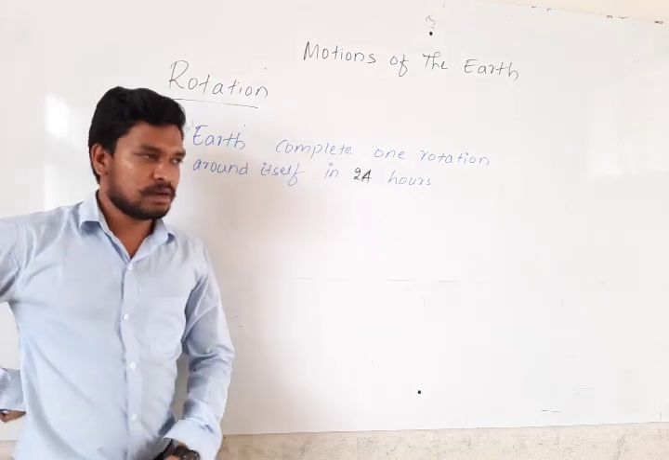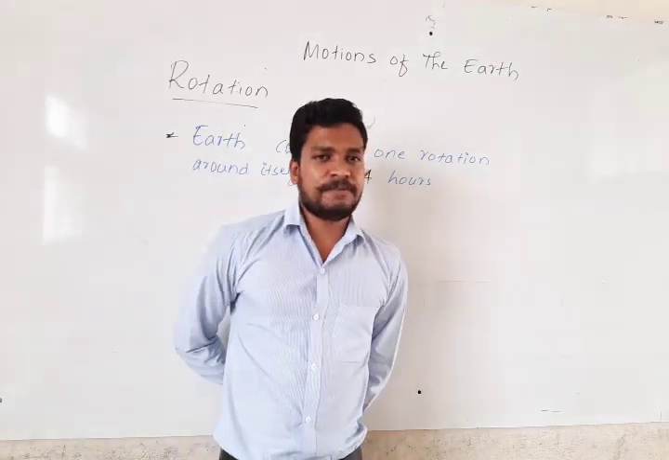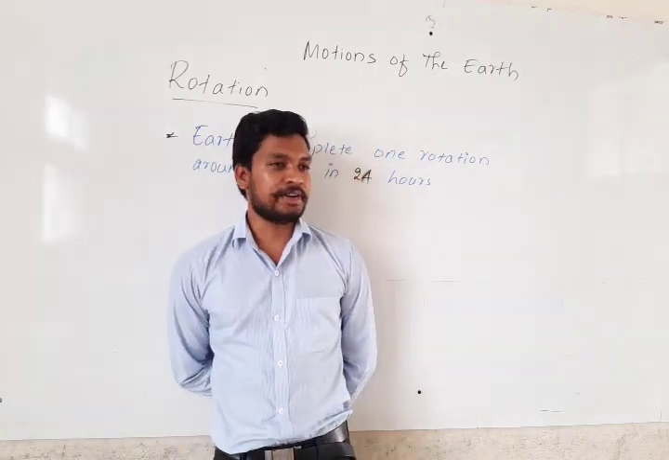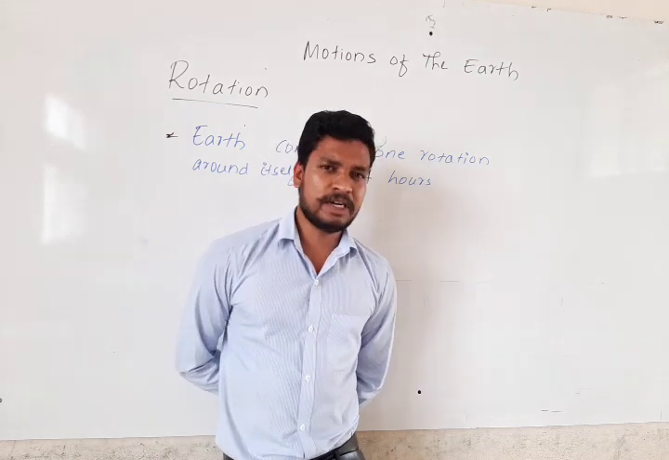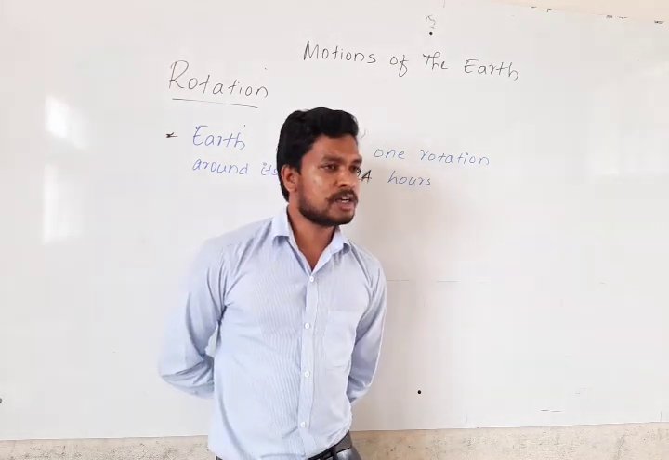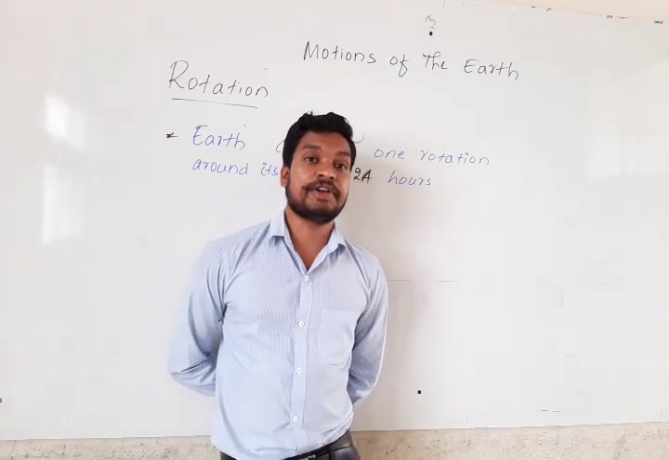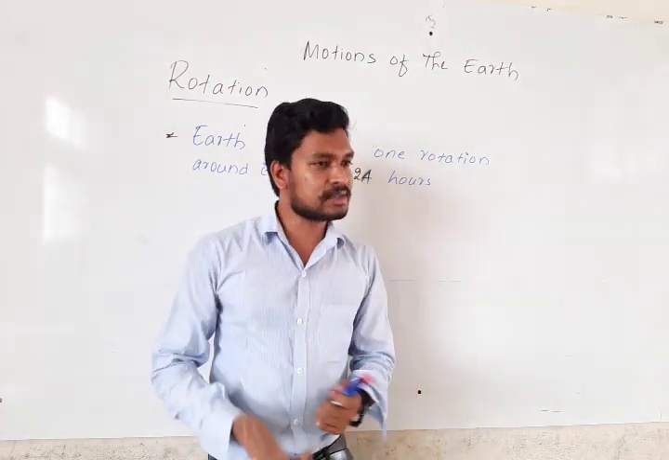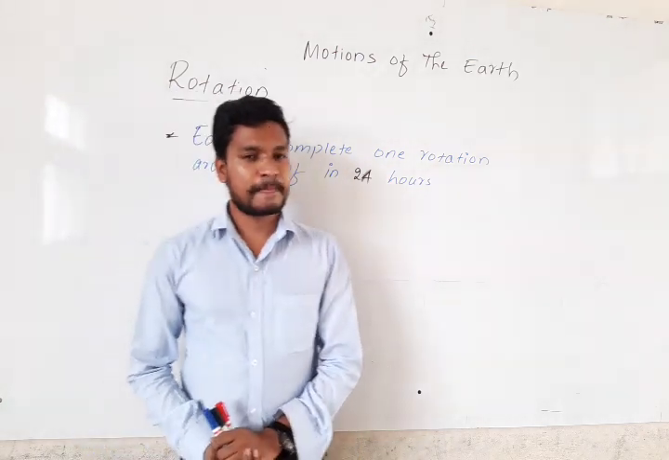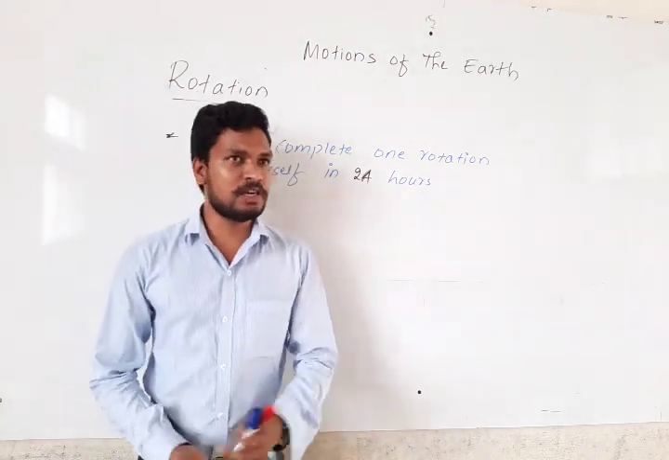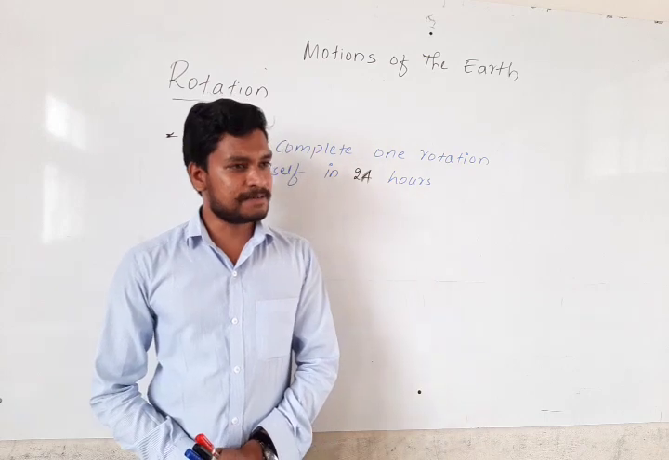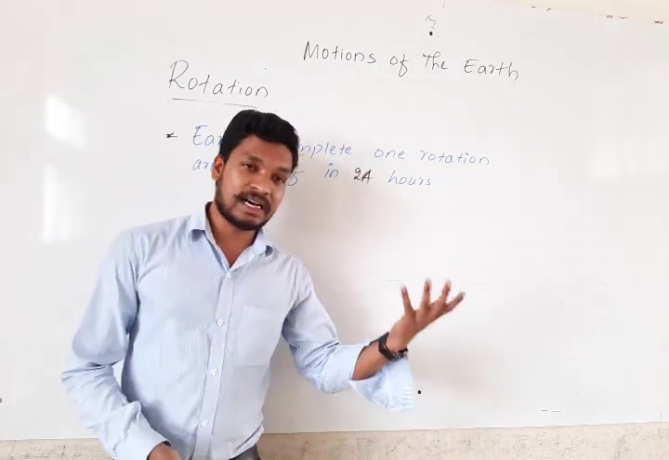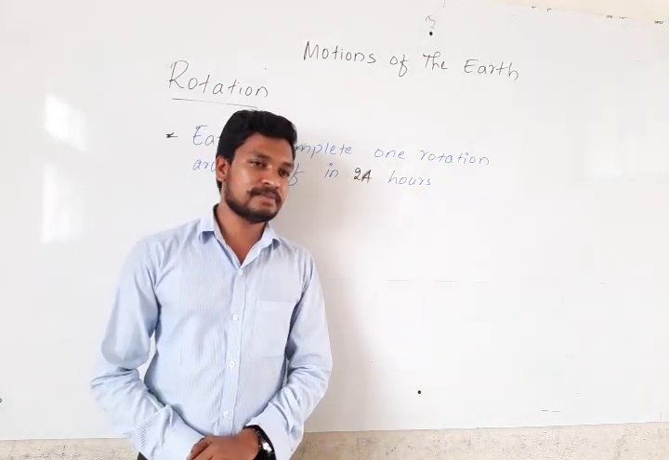So we have one sub concept to discuss at the end of this rotation. Suppose what will happen if Earth does not rotate? What might be the things on the Earth's surface? Suppose Earth does not rotate. What might be the position, what might be the things on the Earth's surface, if the Earth does not rotate itself?